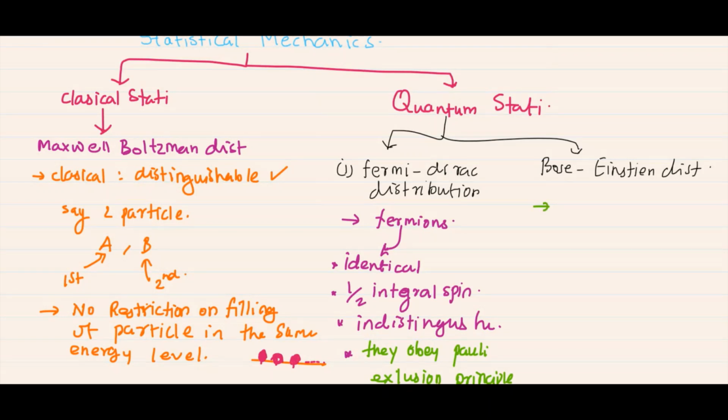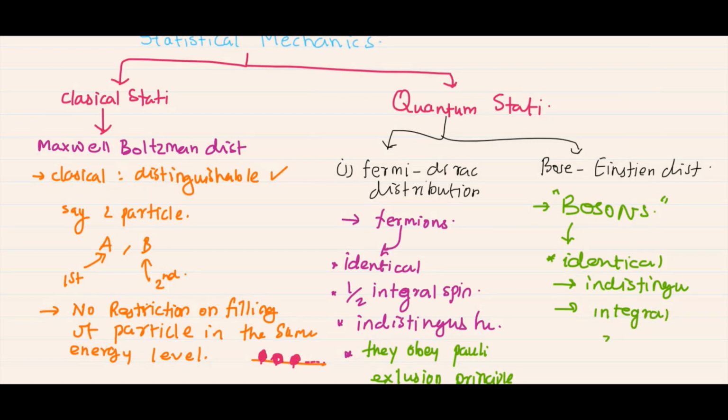This type of distribution is obeyed by the particles called bosons. These particles are also identical, which means they are indistinguishable. We cannot distinguish them. They have integral spin, whereas fermions have half-integral spin. That is one of the differences between bosons and fermions.